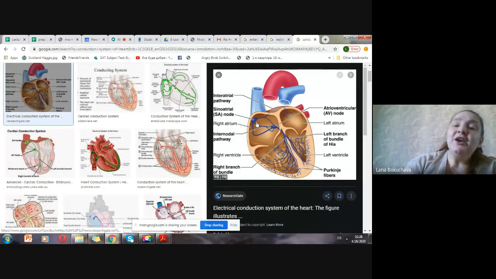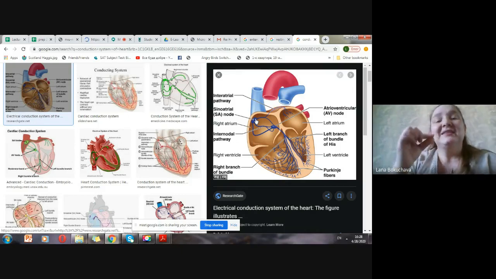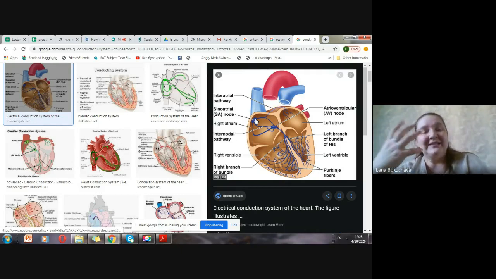So starting from the sinoatrial node, this is the first thing. As soon as we have the formation of the action potential, it is propagated. The node is on the lateral wall of the right atrium, more posteriorly, very close to the vena cava. You can see that this sinoatrial node, or pacemaker, is the first place where the pace is produced.